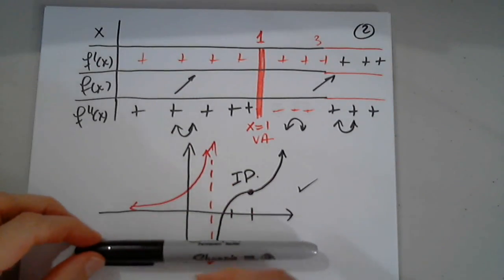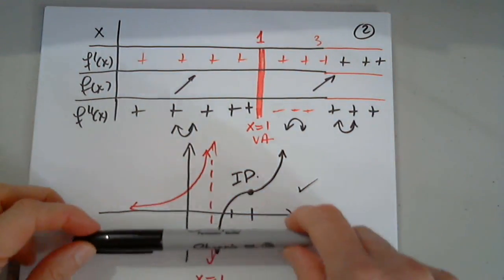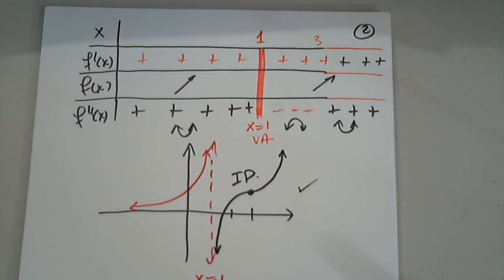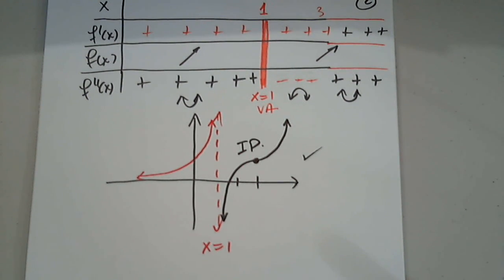You have millions of other options. You can draw a horizontal asymptote here and do this. Or you can draw a horizontal asymptote here and do this. You can do as many different situations as you can think of.